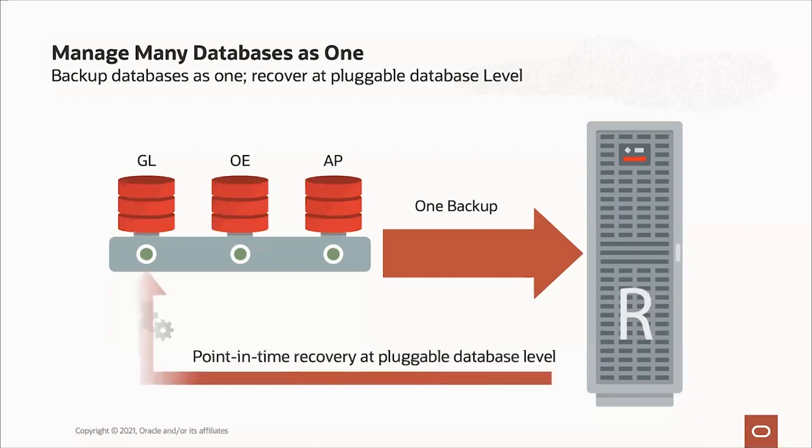But if you want to do something granular, for example, you want to do a point-in-time recovery, we sometimes call this a PITR, point-in-time recovery at the individual pluggable database level, that's possible too. So we can manage many as one, but retain granular control. And here I'm beginning to hint at some of this agility that comes along with these technical efficiencies and these operating efficiencies. So consistent with our theme this morning.